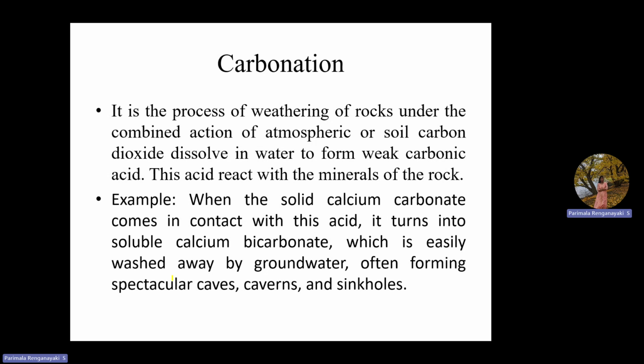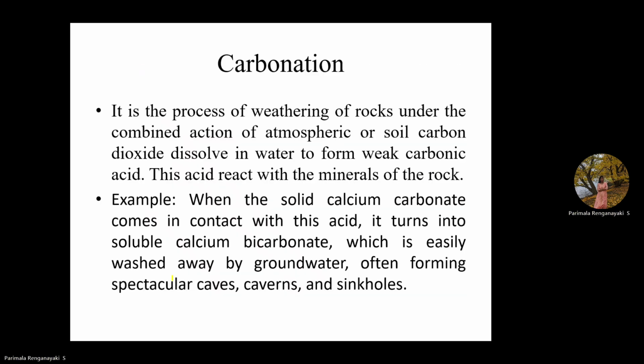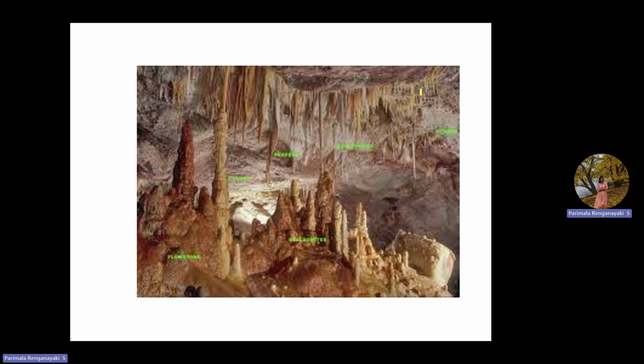When it becomes soluble calcium bicarbonate, it is easily washed away by groundwater, often forming spectacular caves, caverns, and sinkholes. You can just see here, below the ground, maybe this is your ground, but carbonated minerals, soluble calcium carbonate, will be there. The groundwater which is passing will take these carbonated particles away from it, and slowly it forms a cave.